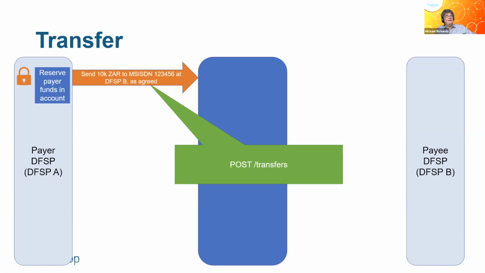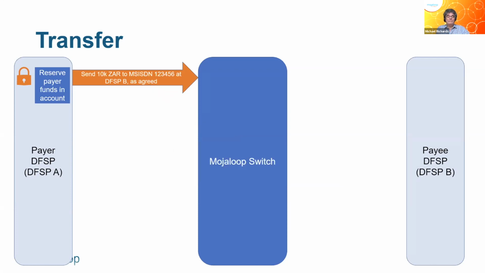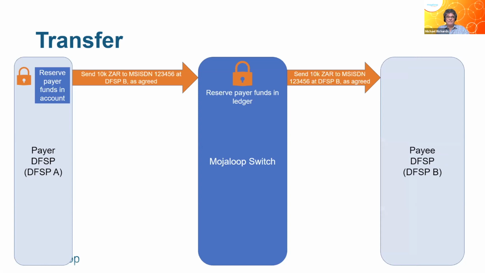The payer DFSP reserves its funds, reserves the payer's funds in its account. And it sends something that just says, please send this amount as agreed. Now, the Mojaloop switch reserves those funds in its ledger. And as Miguel said, it checks to make sure that those funds are in fact covered by settlement funds deposited with the switch. It transfers the request to the payee.